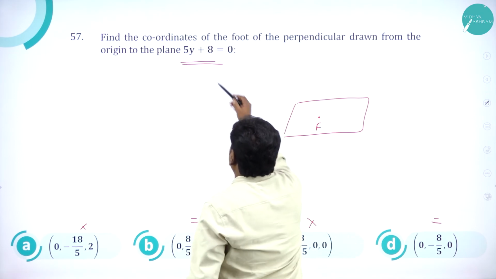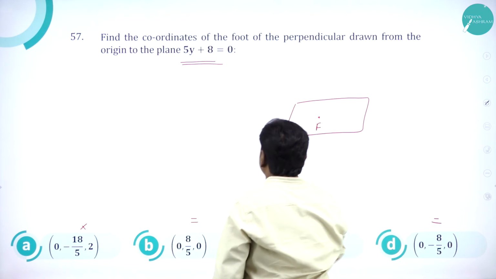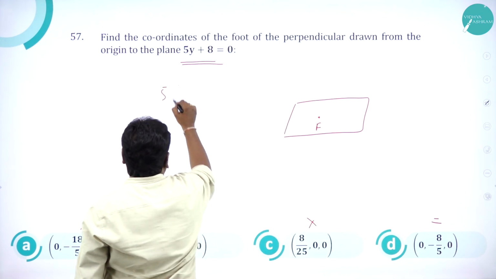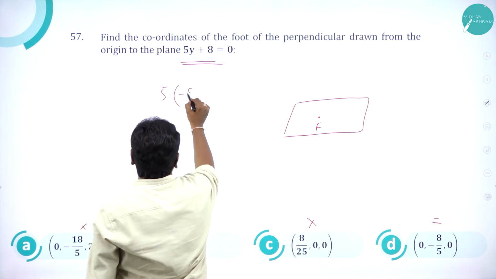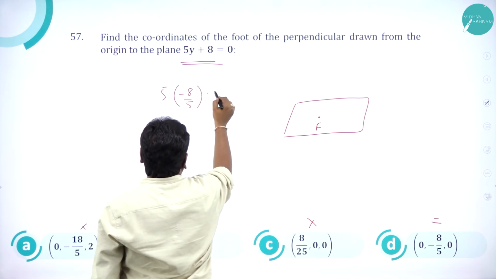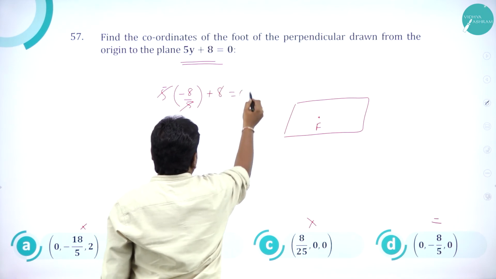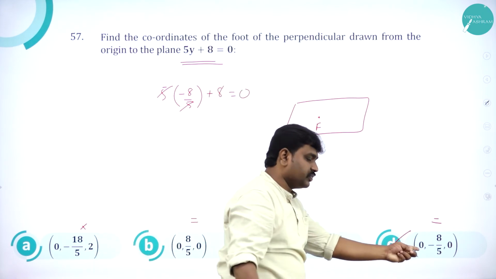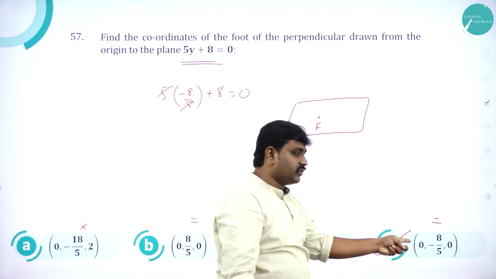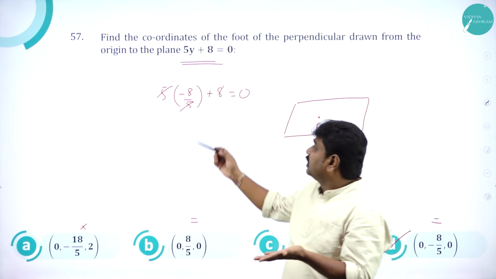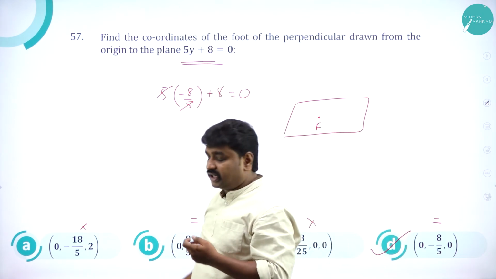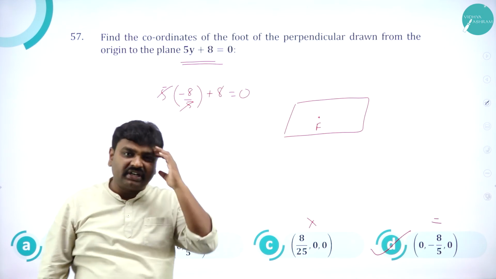I see positive here, so I'll try option D. If I substitute 5 in the place of y, minus 8 by 5 is plus 8, it definitely gives you 0. So this is the foot, because it satisfies the plane equation. Why? Because it is in the plane, and in the plane we don't have x and z coordinates.